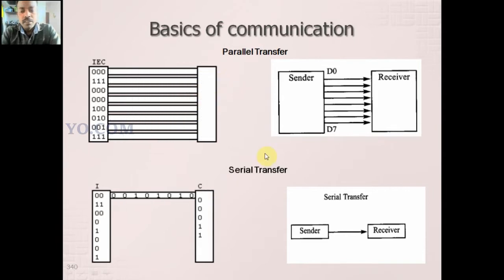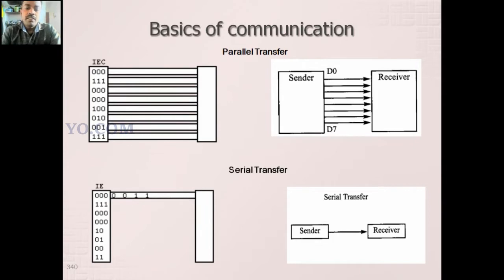Then another example: the old CPU has parallel communication between the motherboard and hard disk, and the motherboard and DVD drive. The parallel wires look like a ribbon, very wide wires along with a jacket, connected to the motherboard. This is very difficult to maintain. Suppose any one wire loses its connection, then the entire system will be affected.